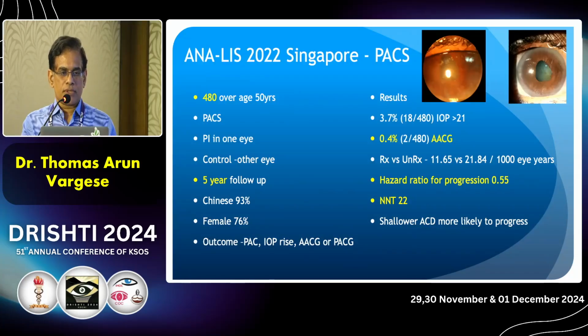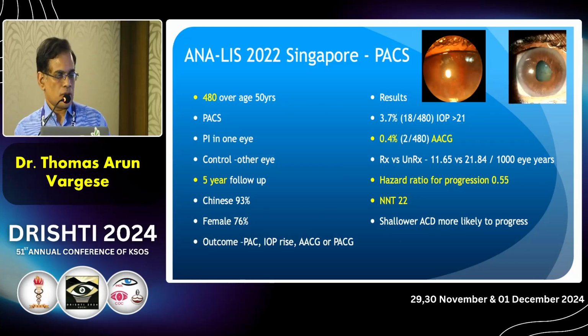The other big study was the ANA-LIST study. You can see here again nearly 500 patients followed up over 5 years. And again, you can see there's a 50% reduction, 11 versus 21 in the treated and the untreated eyes. And the number needed to treat was 22.